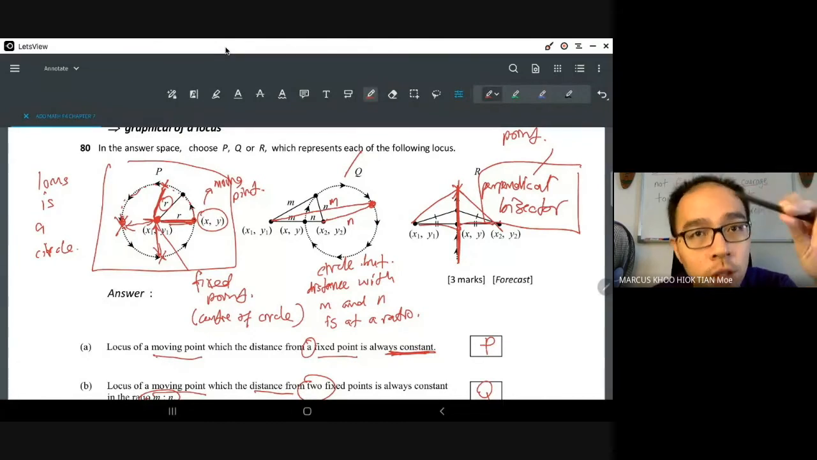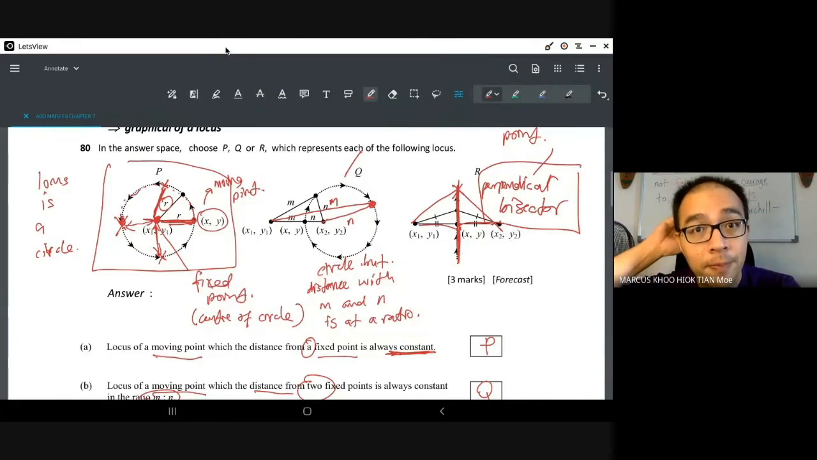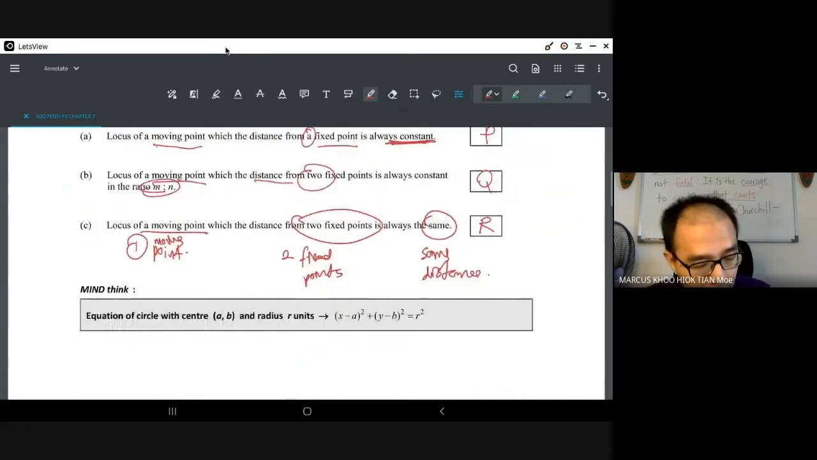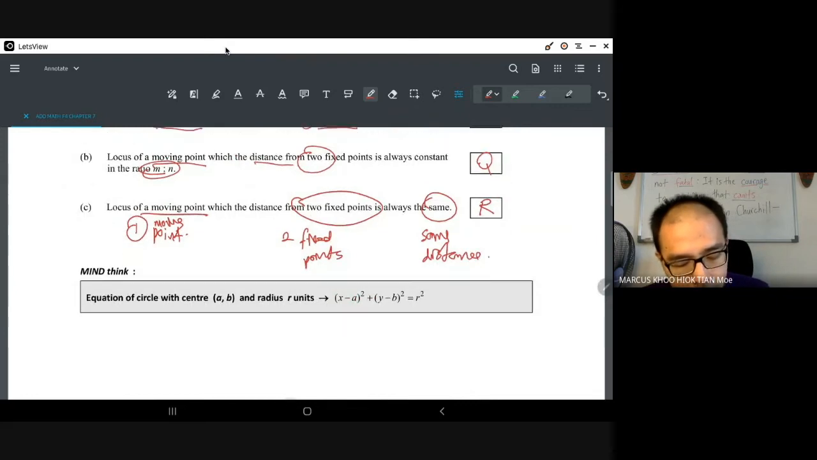So you must know the conditions, and then you must know what kind of locus you're looking for. Because you have to describe the locus also. And once you do that, then we can find the equation of the locus. So let's first talk about this.